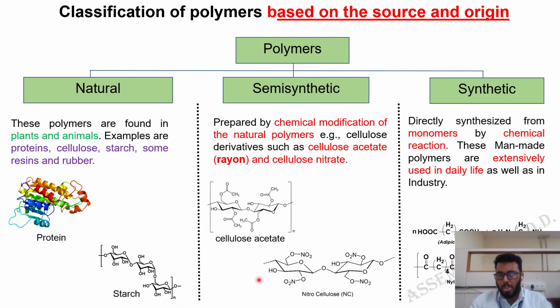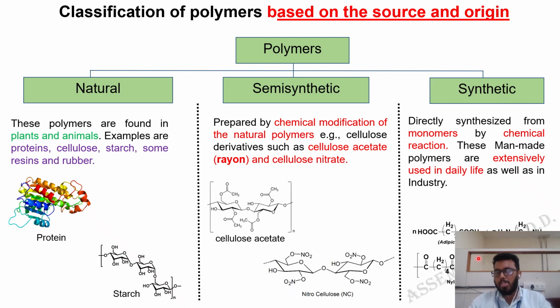So you are taking the original or natural cellulose and treating it by introducing a nitro group, and you are preparing nitrocellulose. Synthetic polymer: these are the polymers directly synthesized from monomers by chemical reaction. The well-known example of a synthetic polymer is nylon. We know nylon ropes, right? So that is prepared synthetically in the lab. So neither natural nor chemical modification, but entirely chemical synthesis in the laboratory. So that leads to synthetic polymers.